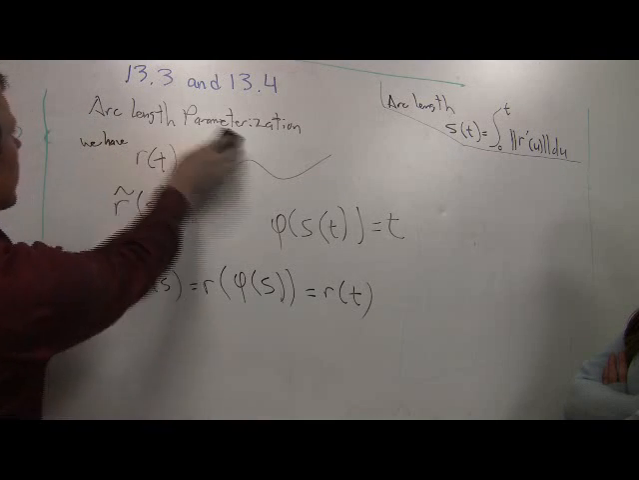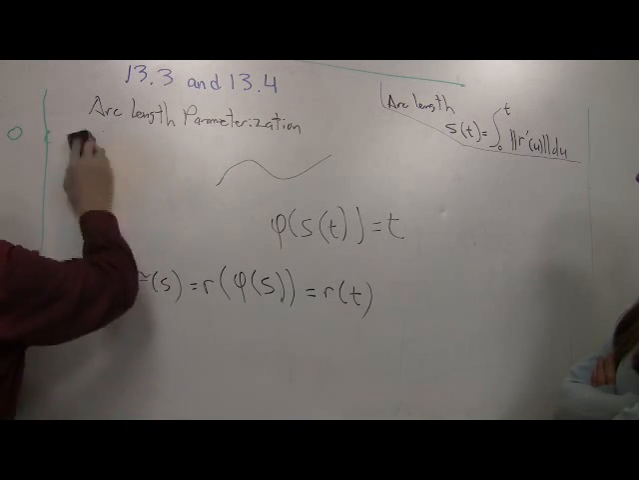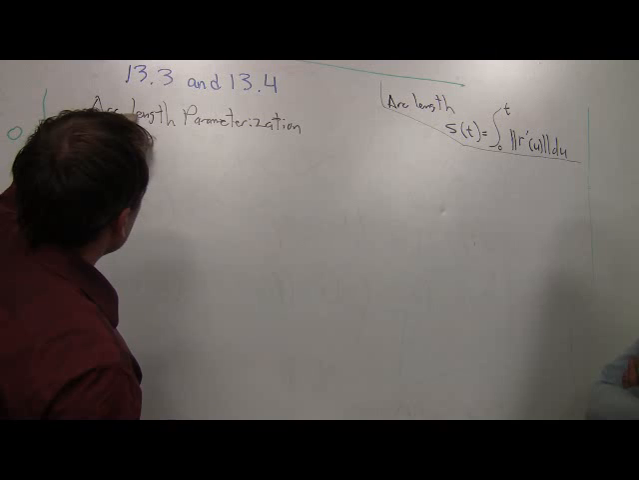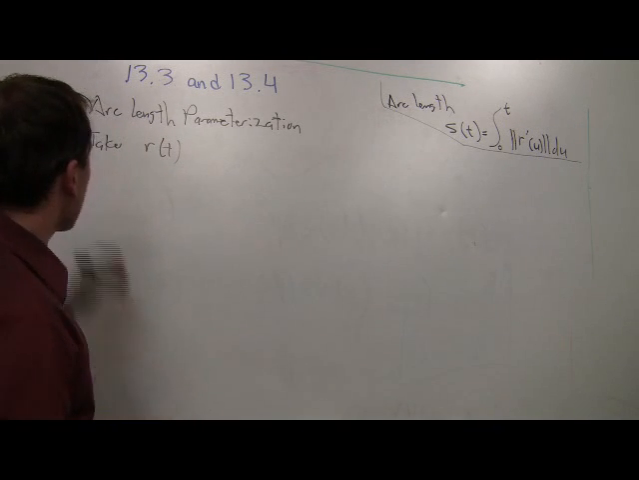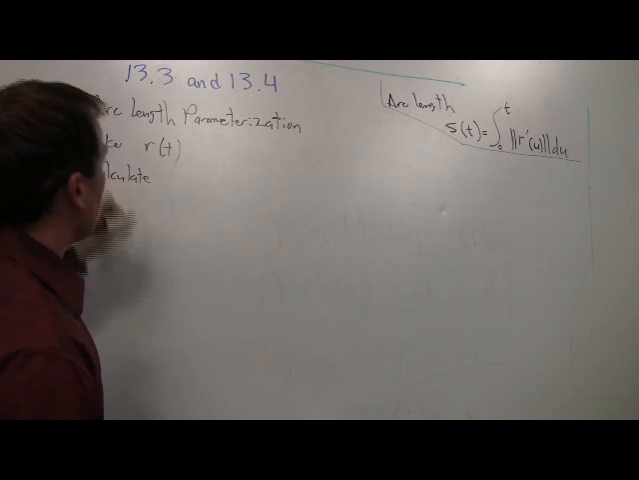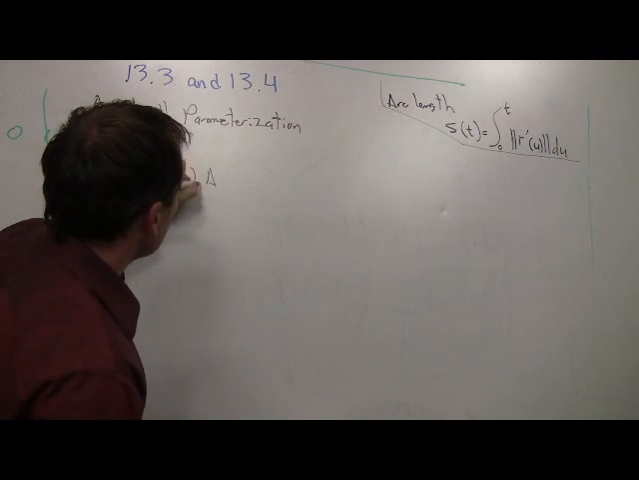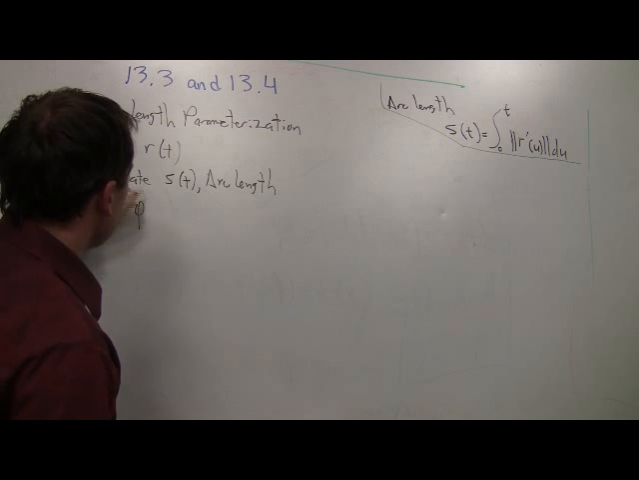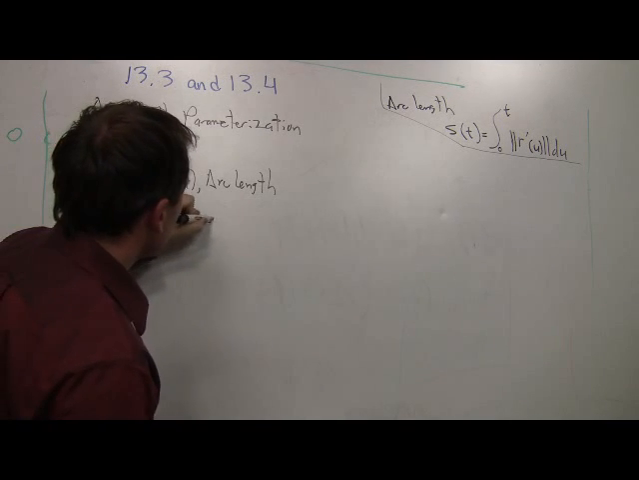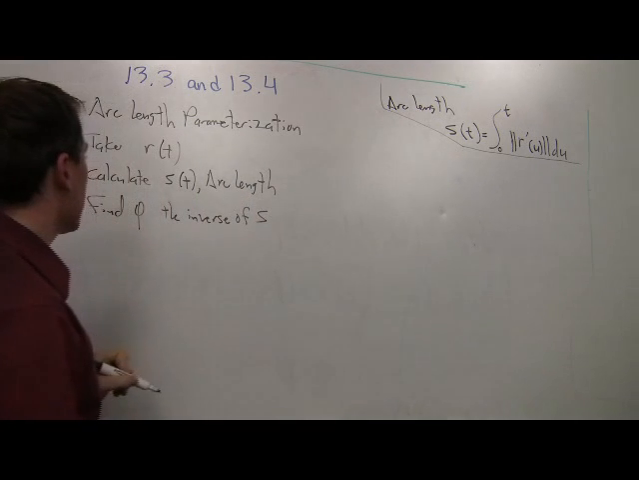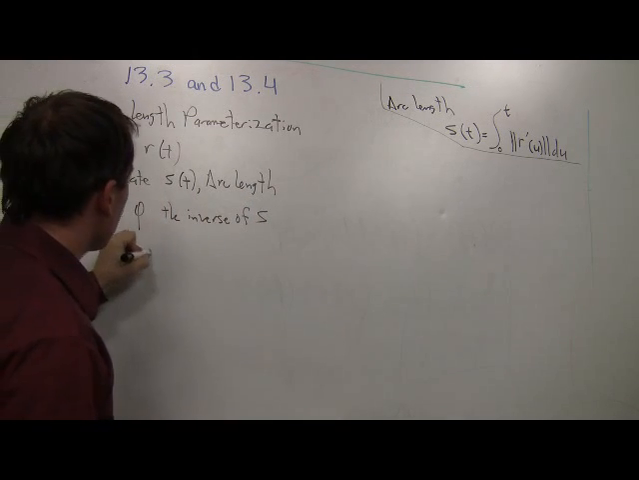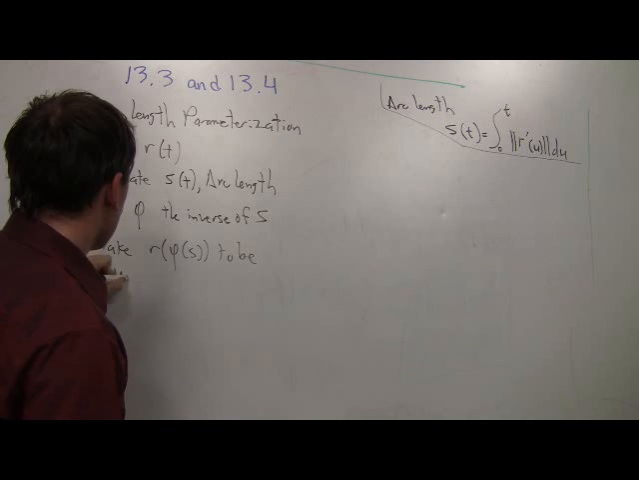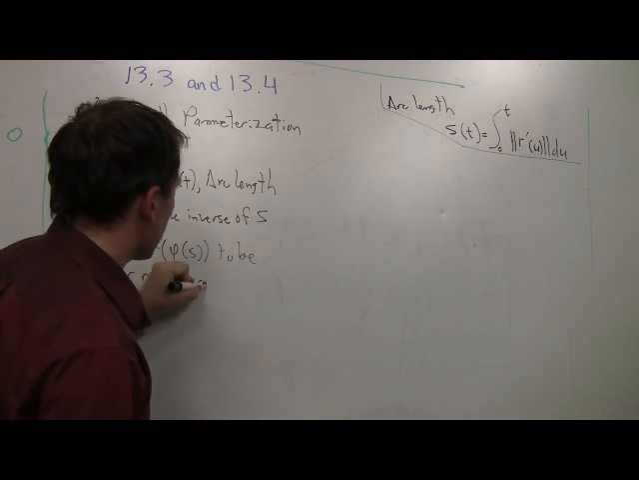So let's write down our process for finding arc length parameterization. When actually computing this, we're going to take r of t, our vector valued function, calculate the arc length, s of t, find phi, the inverse of s, and then take r of phi of s to be our new parameterization.